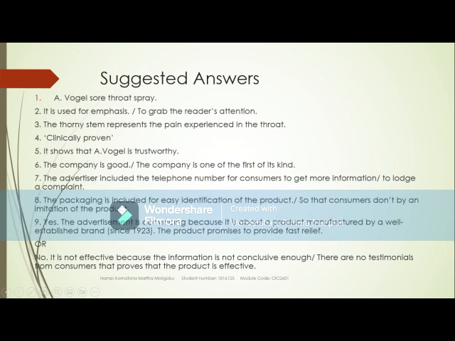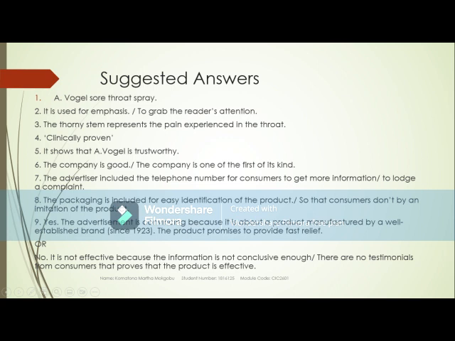Then we go to all. So we have 2 questions. We have number 1, which is yes, then no. So no says no, it is not effective because the information is not conclusive enough. So that is the answer.